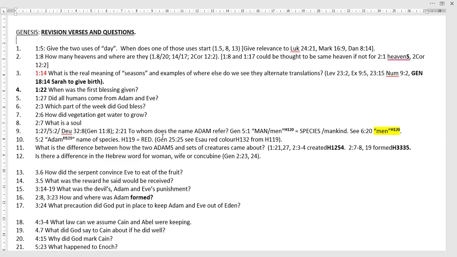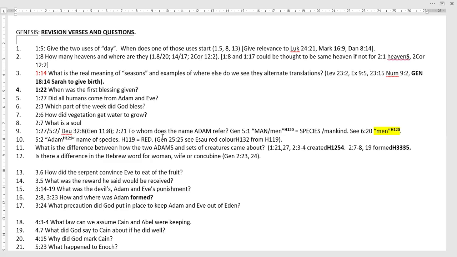Next part of the question, and examples of where else do we see the alternative translations? Right, so it's in Leviticus chapter 23, verse 2, you see it's called feasts, and God says, these are my feasts. So he didn't say they're Jewish feasts or whatever, he said they're his feasts. Same word, moed. In Exodus chapter 9, verse 2, and in Numbers chapter 23, verse 15, she talks about set times there, and Numbers chapter 9, verse 2.